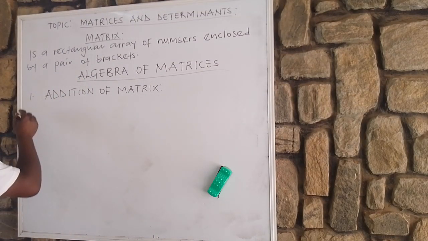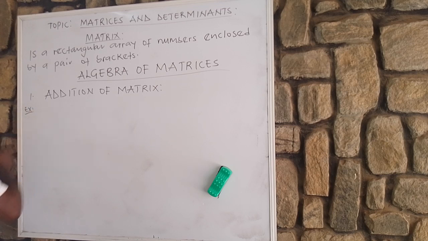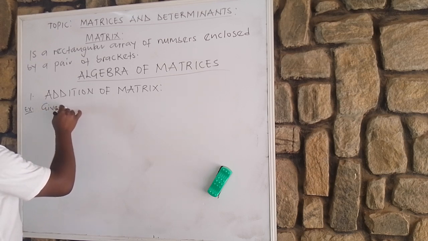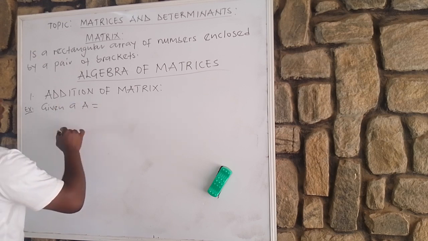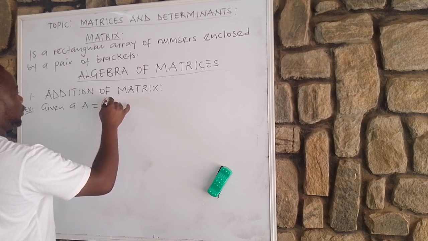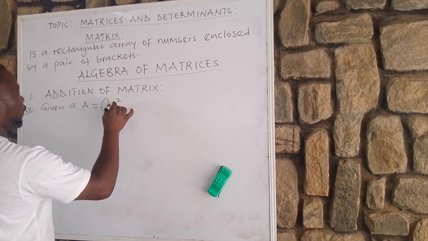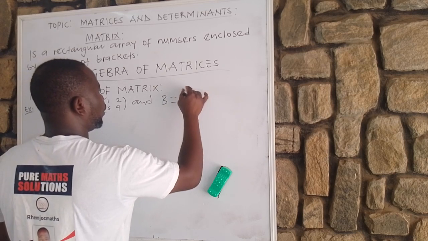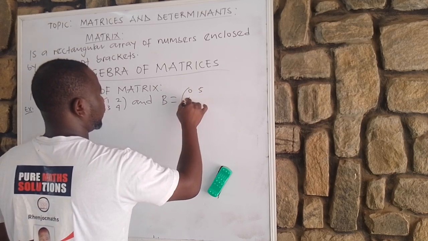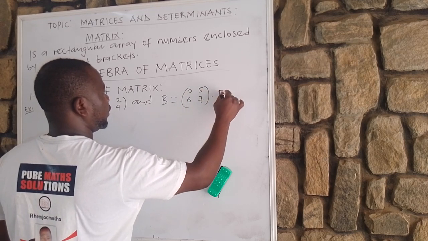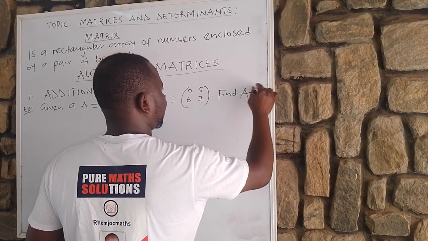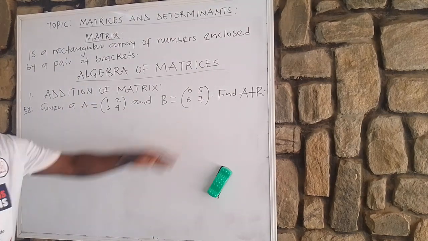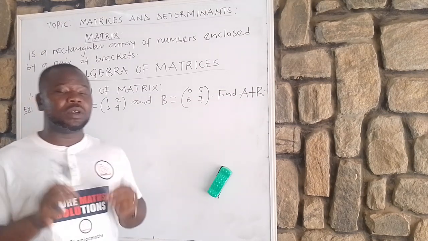Let's look at an example. Given a matrix A equals 1, 2, 3, 4, and B equals 0, 5, 6, 7, find A plus B. It's simple as ABC. So it means we are going to add these two matrices. I'm going to break it down for you to understand it better.